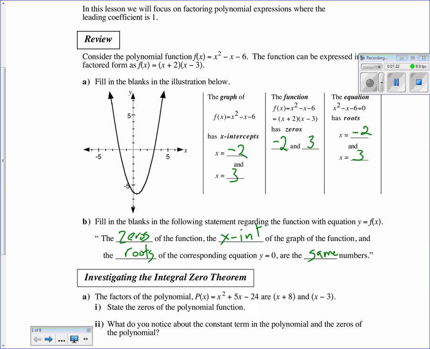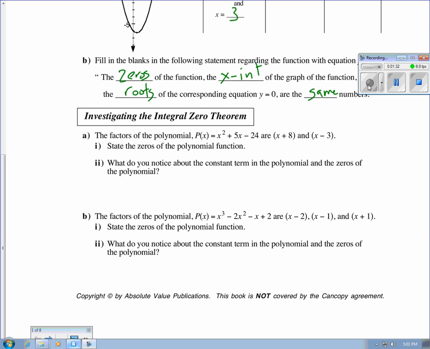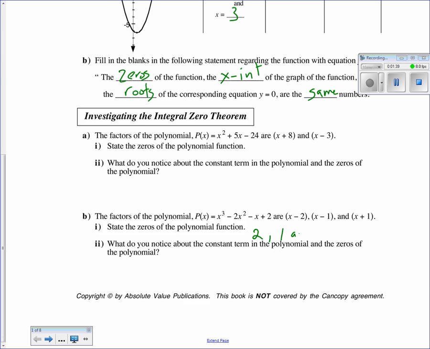And today we're going to look at both the integral zero theorem and the theorem that allows us to talk about fractions. I'll go down to the cubic here. The zeros of the polynomial are 2, 1, and -1. And those zeros are actually all factors of the constant term. They're factors. And that's what we're going to focus on first, is factors of the constant term.